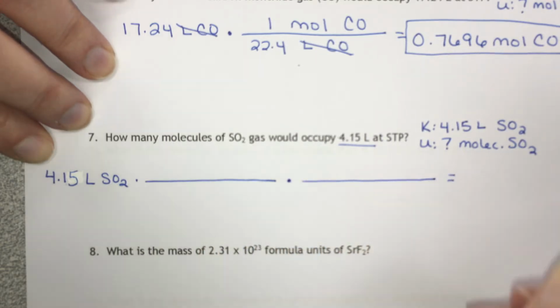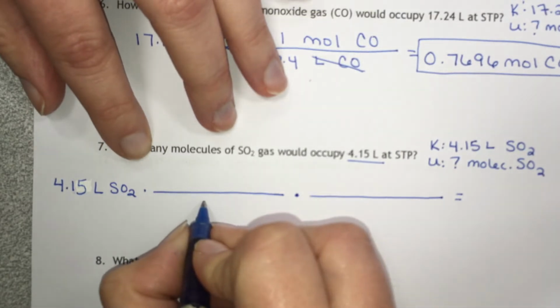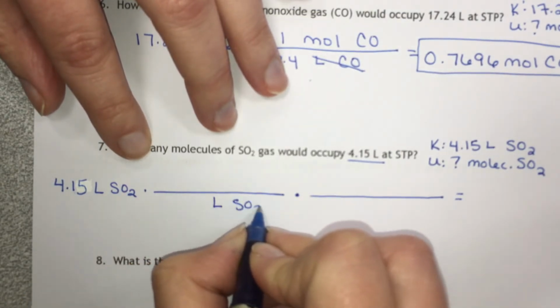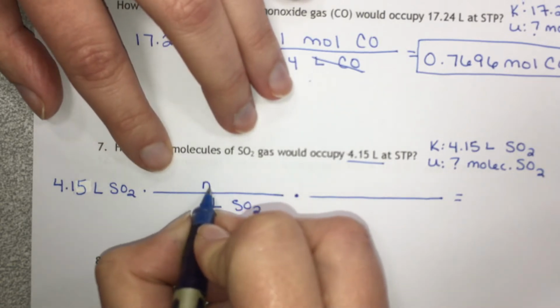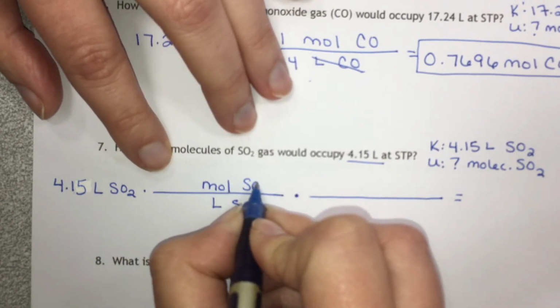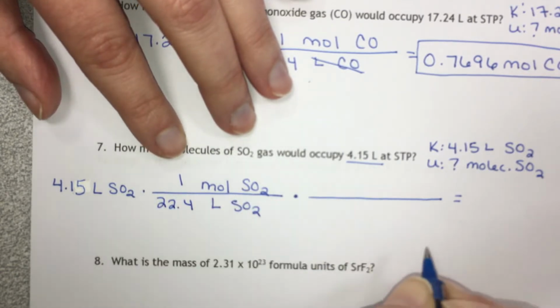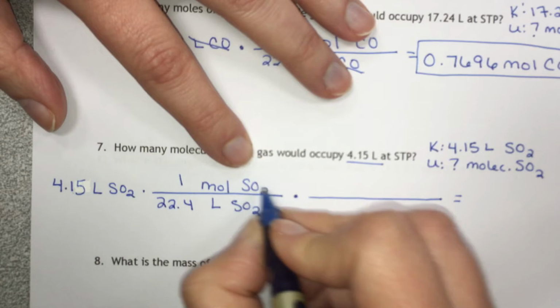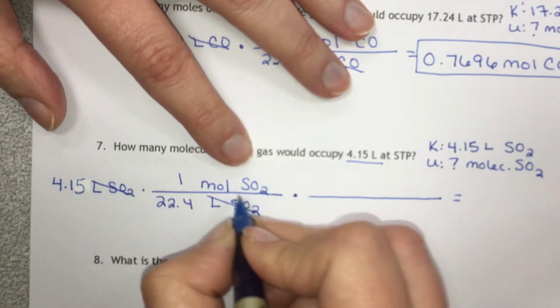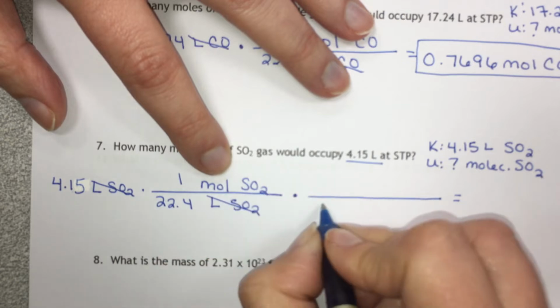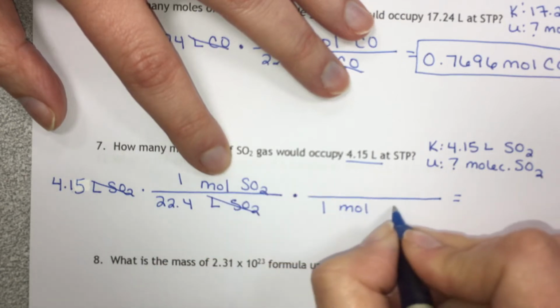Two-step problem. So down here, whatever's up here must be here: liters of SO2. Then we need to convert to moles of SO2. For every 1 mole, 22.4 liters, that's just a conversion. These units cancel, and we're left with moles. Now whatever's up here, we put down here: 1 mole of SO2.